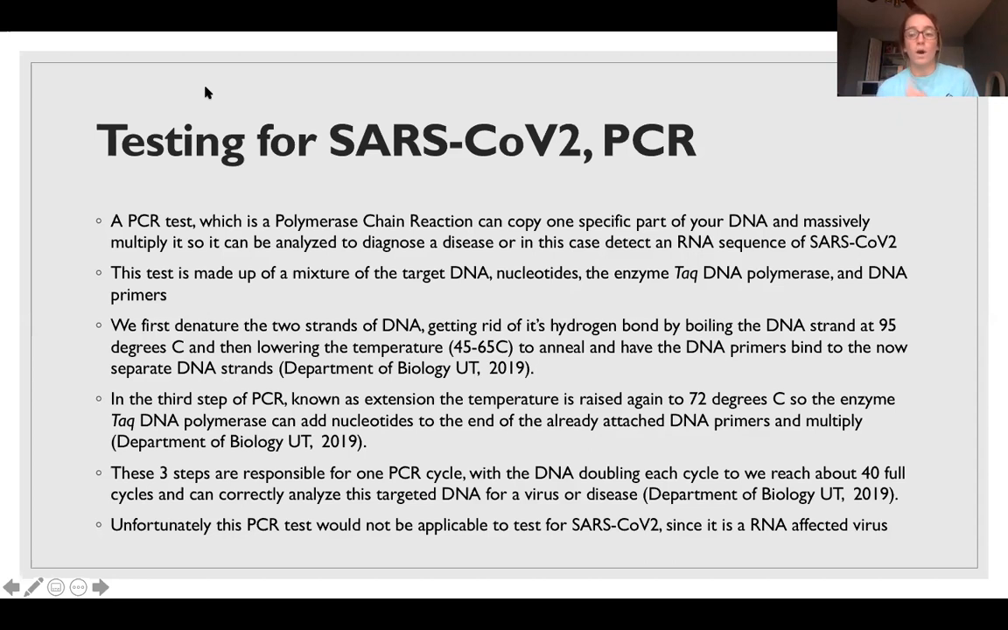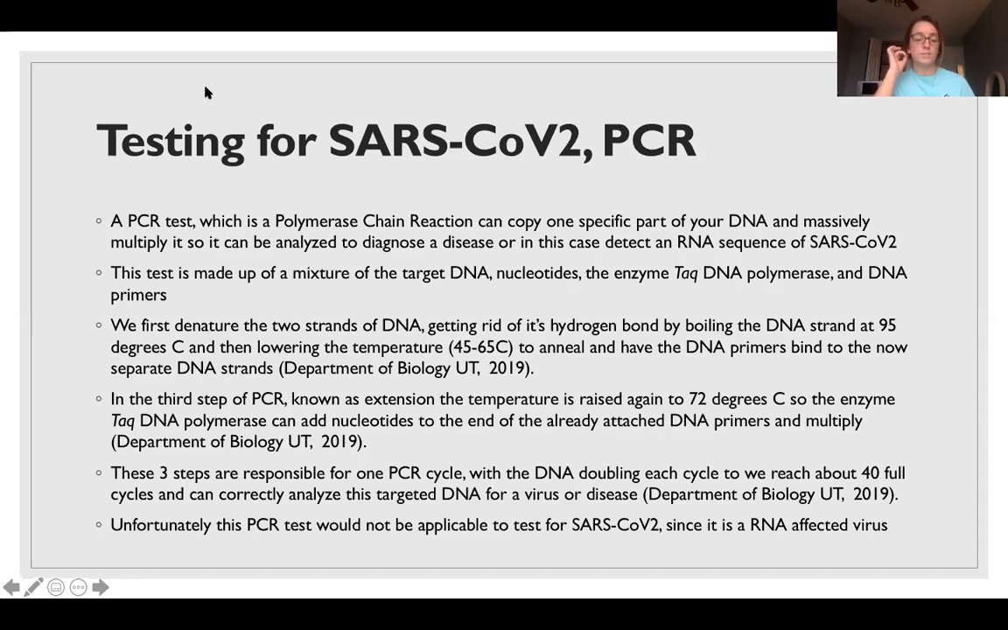And we know that one cycle contains these three steps, and one cycle doubles every single time. So the first cycle, we have 2 DNA strands. The second cycle, we have 4. Third, we have 8, and so on and so on. And we need to do about 40 full cycles to actually be able to analyze the target DNA, which is crazy because that's about a million billion DNA strands when we actually start out with only one.